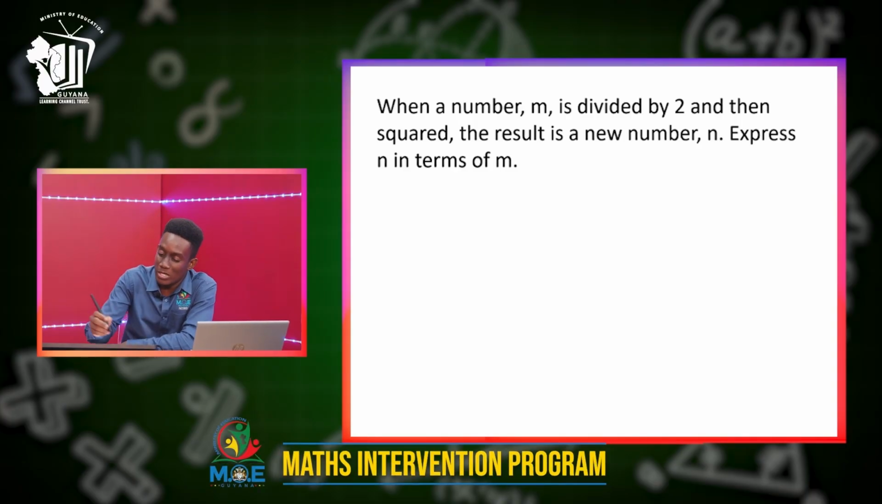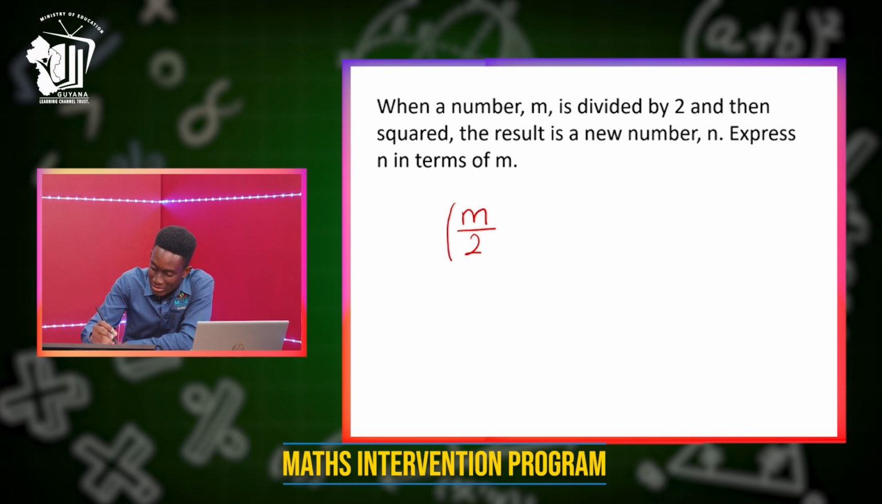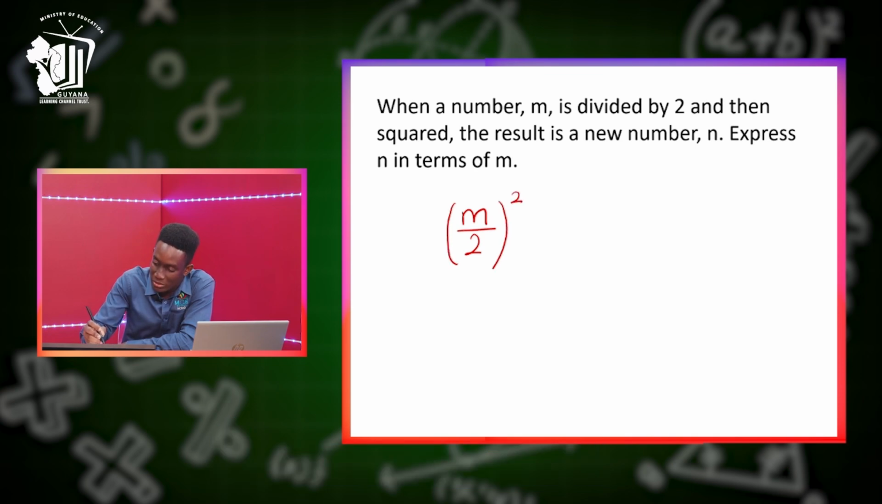So n will be equal to something that is m. The unknown on the other side will be m. So let's go through this step by step. So when a number m, so you have m here, is divided by 2, and then squared. So this entire thing will be squared. The result is a new number, n. So this is equal to n. Express n in terms of m. So this is the answer, but we can take this a bit further.